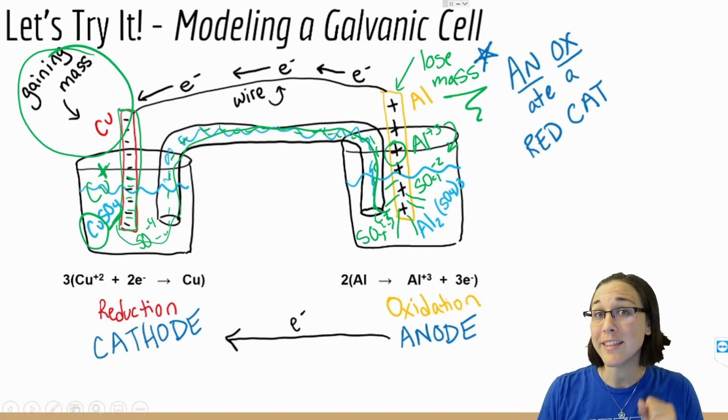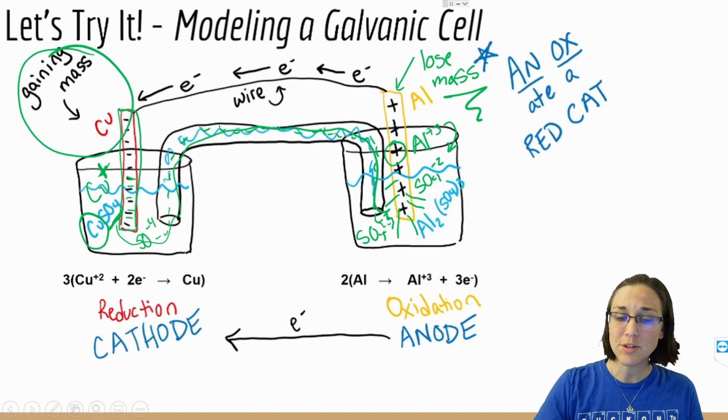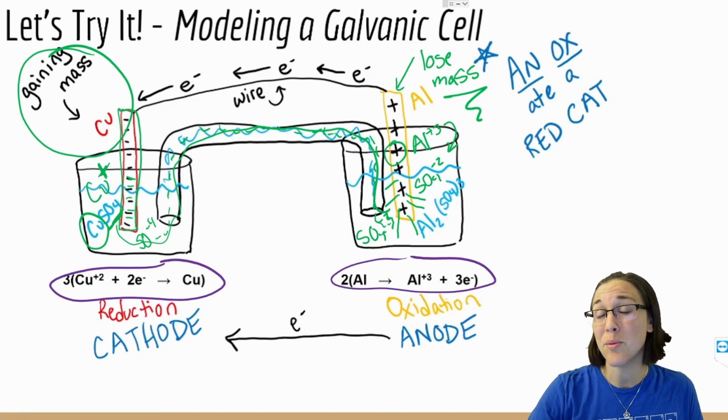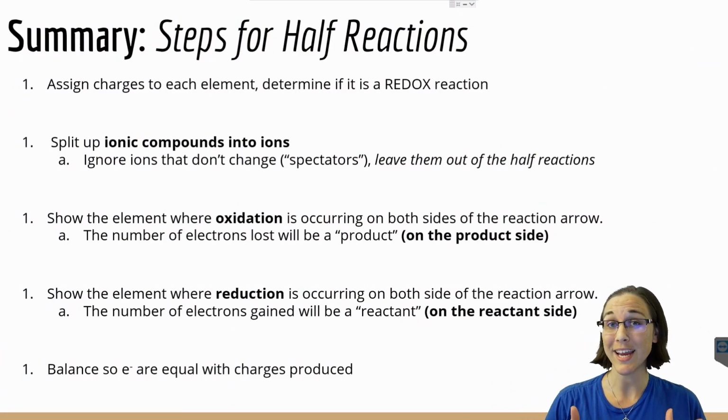Now, whenever you're drawing these galvanic cells, make sure you do include the half reactions written below them, respectively, so that you know what reaction is occurring where. In this lesson, we talked about how to write and balance half reactions from a redox reaction, and then use those half reactions to determine the overall big picture of what's going on electrochemically.